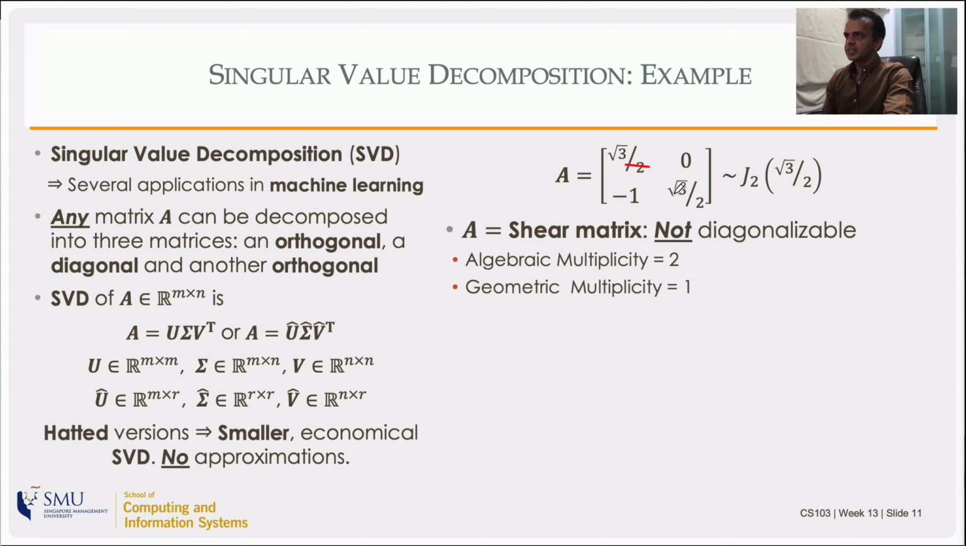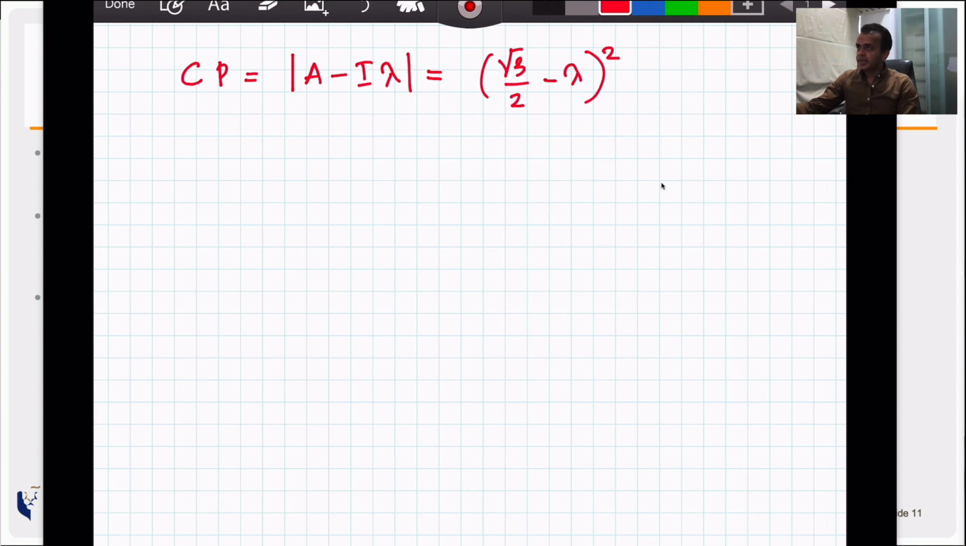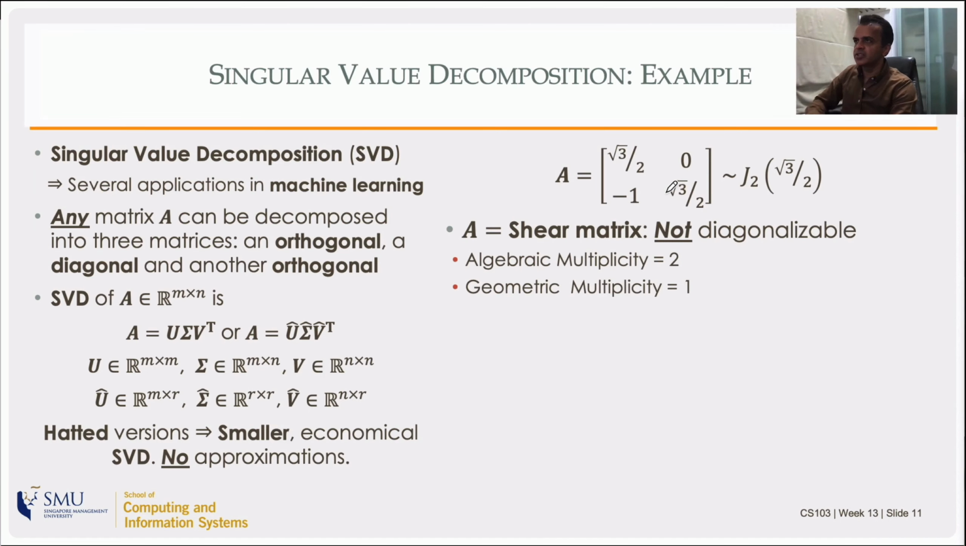The determinant will be this guy times this guy minus this guy times this guy. That is a 0 because there's a 0 there. So it's going to be that. And that means I have square root of 3 by 2 as the eigenvalue appearing twice. The eigenvector is 0, 1, and that happens only once. So it's got algebraic multiplicity of 2, geometric multiplicity of 1. So this is not diagonalizable and is a shear matrix actually.